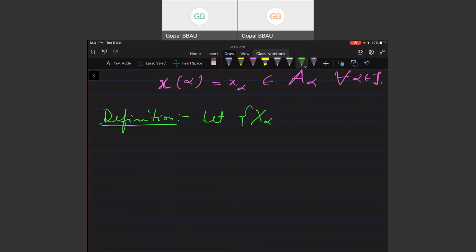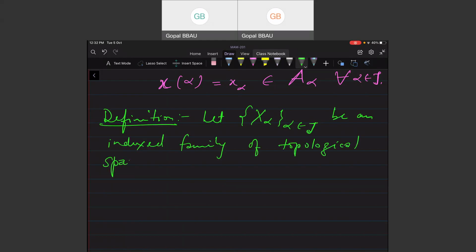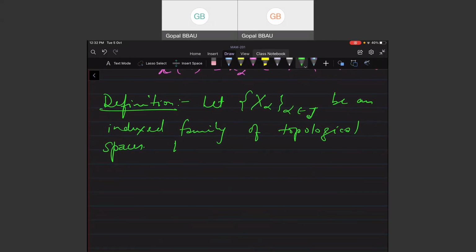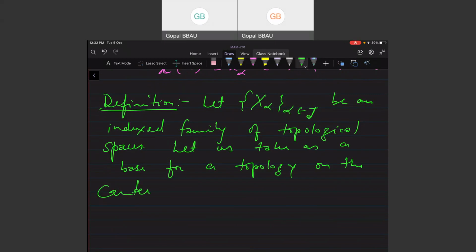Let X_alpha, alpha belongs to J, where J is an index set, be an indexed family of topological spaces. Let us take as a base for a topology on the product space, the Cartesian product of X_alpha over alpha in J.